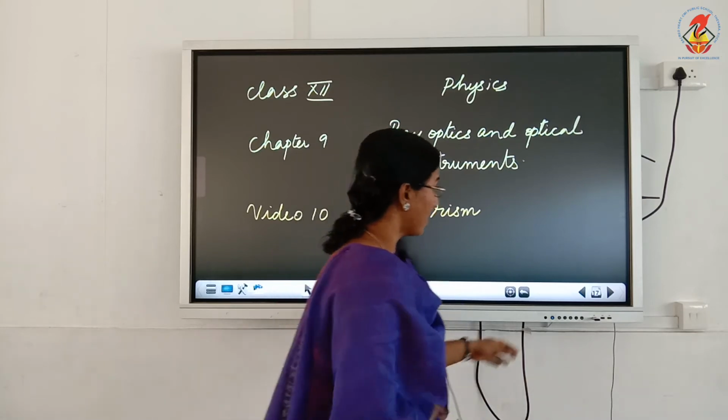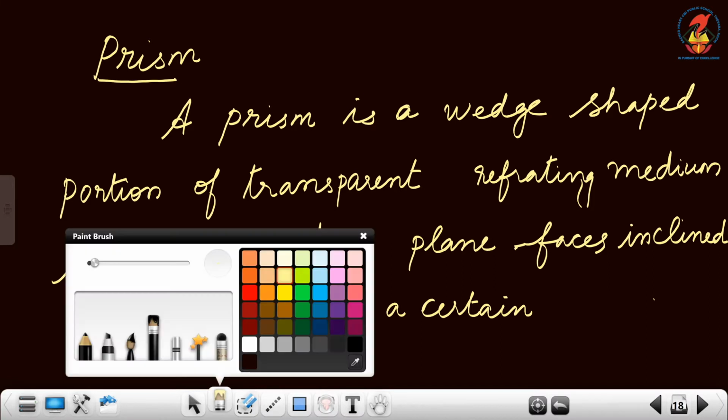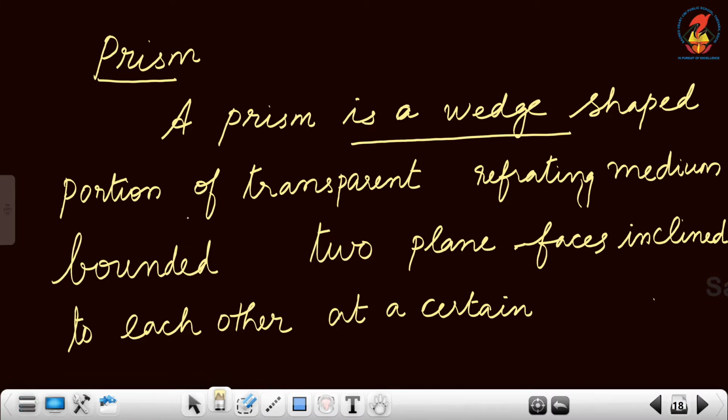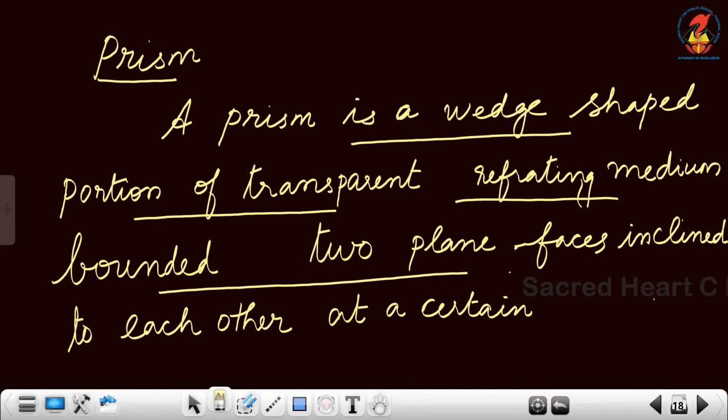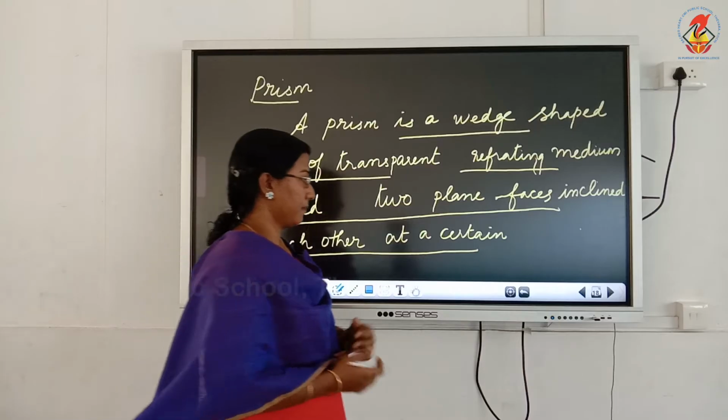So let us see what a prism is. A prism is a wedge-shaped portion of transparent refractive medium bounded by two plane faces inclined to each other at a certain angle. It is a wedge-shaped transparent refractive medium which is bounded by two plane faces inclined to each other at an angle. Okay.